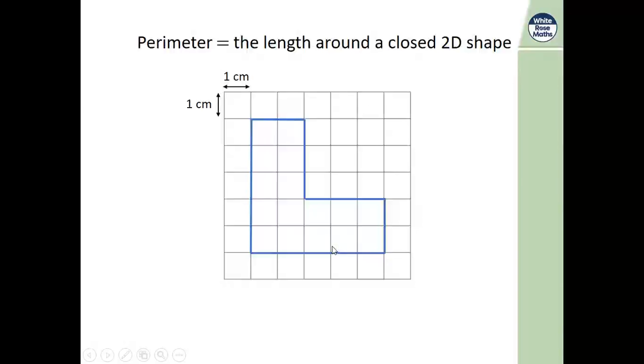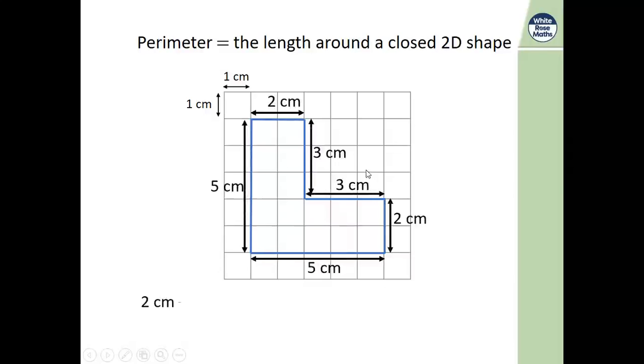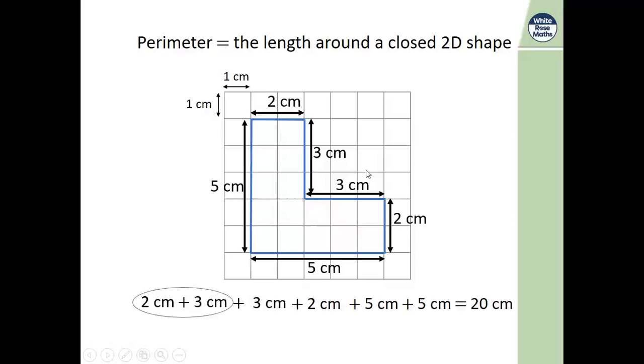Now, in today's lesson, we're going to look at rectilinear shapes. What this means is simply that we have got two rectangles that are joined together. So in order to find the perimeter of this shape, we would go around measuring the lengths, and then we would add it up in the end, just like we did with our rectangular shapes before.